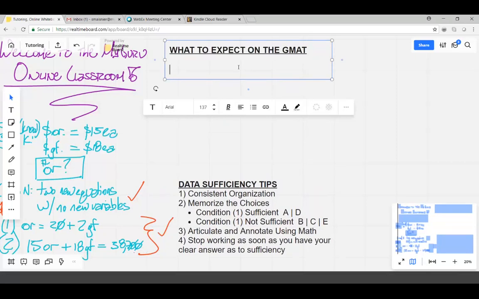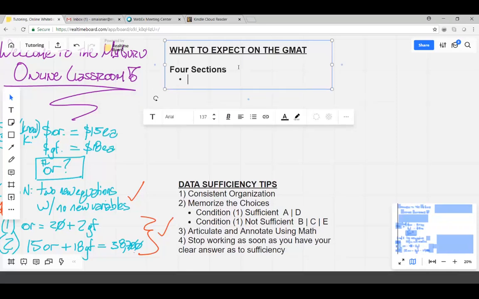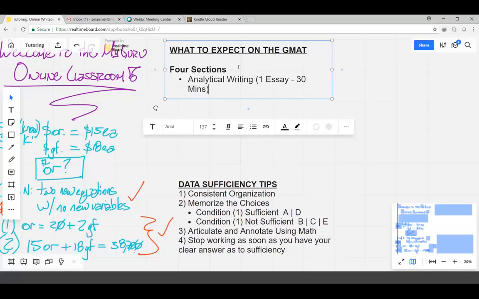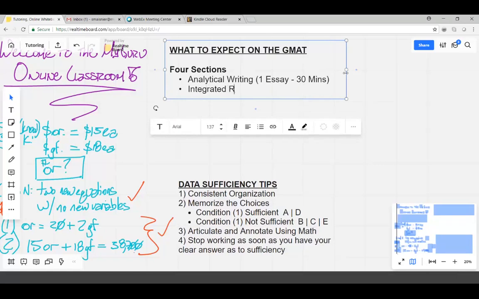So the first thing is that you're going to have 4 different sections. And what you're going to have is integrated reasoning, or we'll start with the essay. So the analytical writing, which is going to be 1 essay, and that's in 30 minutes. You also will have what is known as the integrated reasoning, and that's 12 questions, also in 30 minutes.